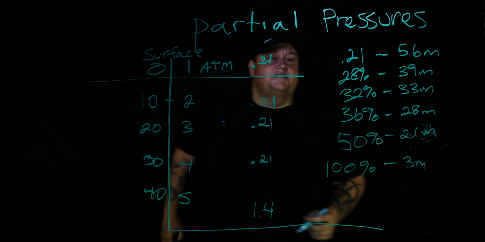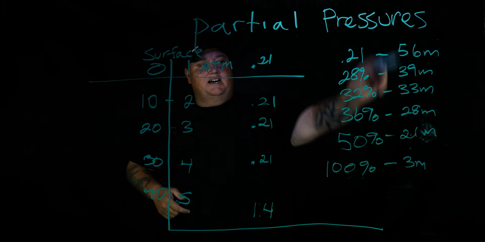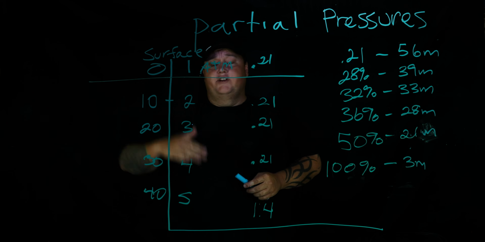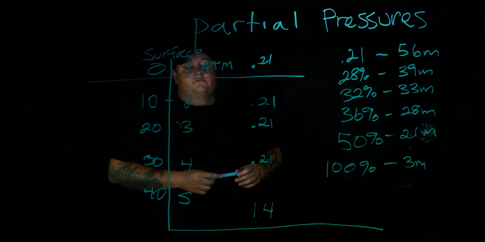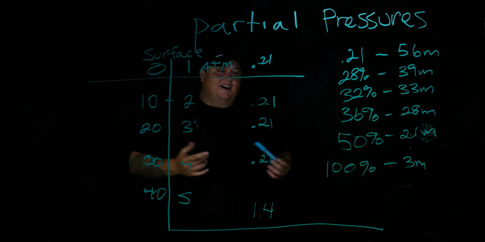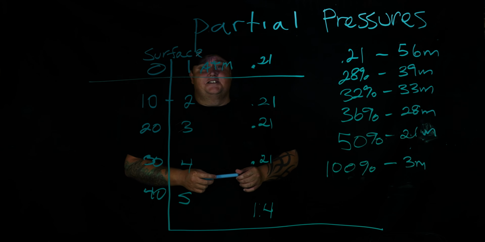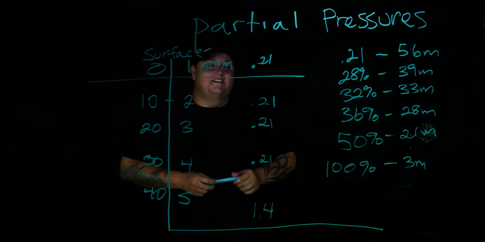So, as you can see, the more oxygen I use in my mix, the shallower I can go, because having a higher and higher PPO2 can risk CNS and oxygen toxicity and things like that. So I hope that's a simple explanation of partial pressures. I just see it as the ingredients of different gases.